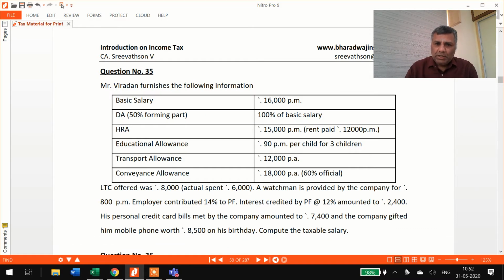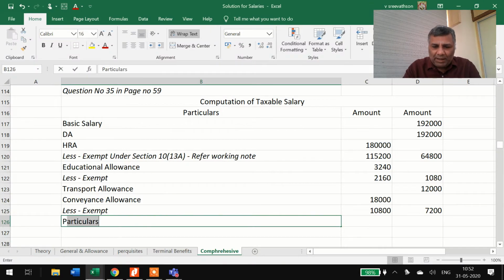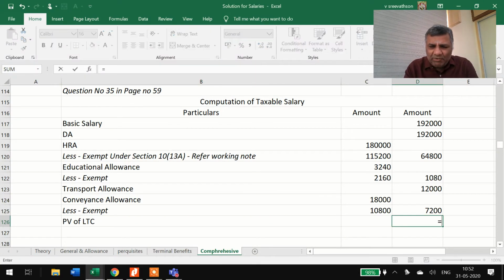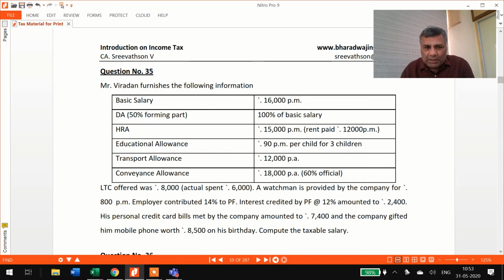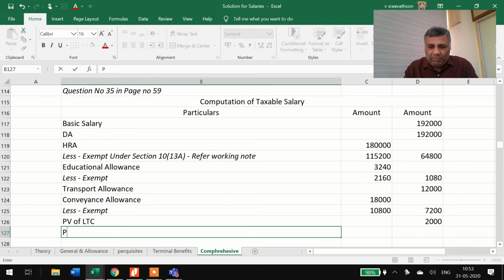Okay. Now allowances are over. PV of LTC, very simple. I gave him 8,000. He spent only 6,000. So 2,000 he should have returned to me, or it is a benefit to him. If he has spent the entire 8,000, fine, no benefit accrues to him. But he has not spent the entire 8,000. He has spent only 6,000. 2,000 taxable.